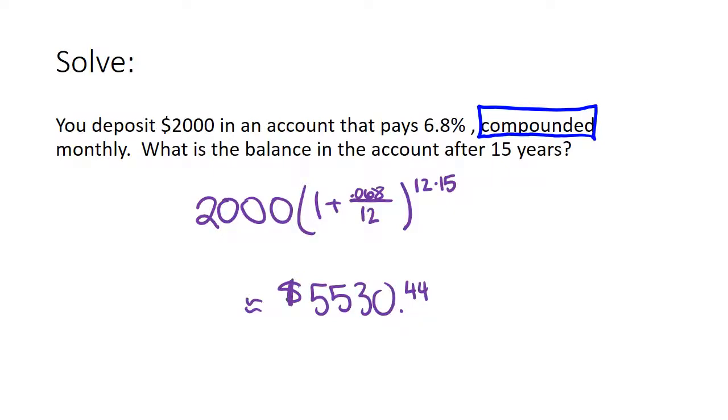5,530.44 dollars. Think if that makes sense. If I started with 2,000 and I'm growing, I should go up. It's over 15 years. So yes, I should go up to over 5,000. It makes sense for the problem.